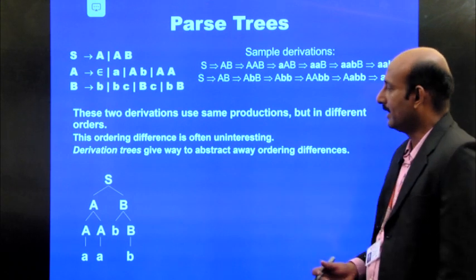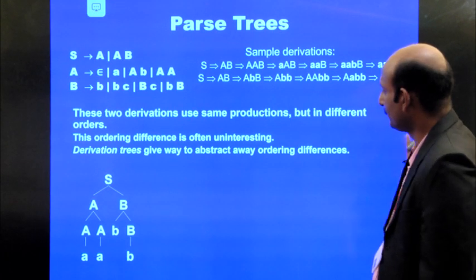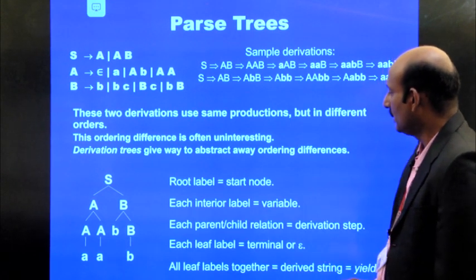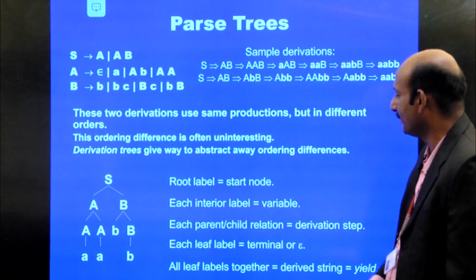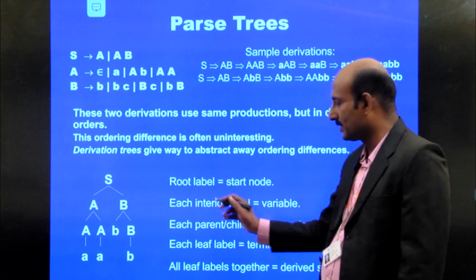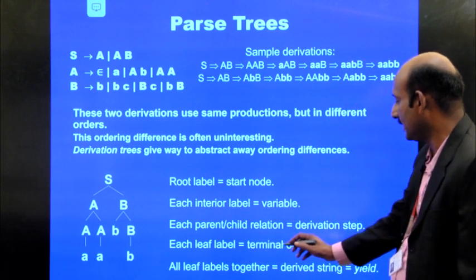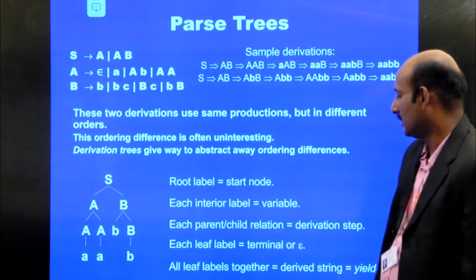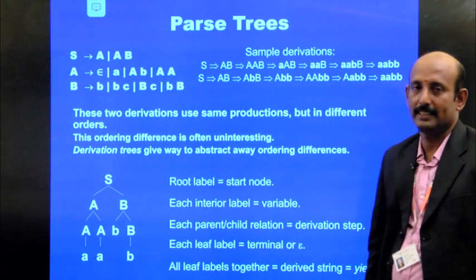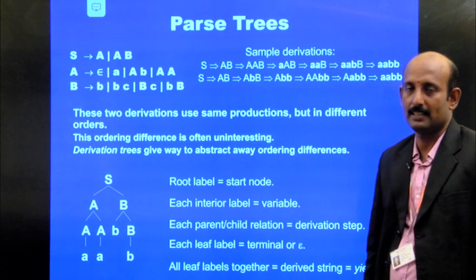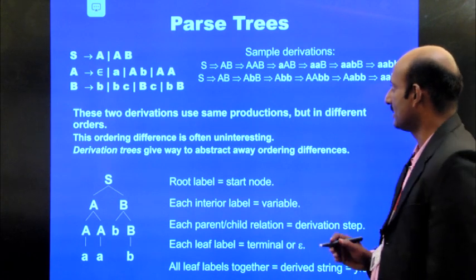So look at this. S tends to AB, where A tends to AA, B, B likewise. The root label is the starting node. Each interior label is a variable and each parent-child is a relation. Each leaf label is a terminal or epsilon. All leaf labels together form the derived string, that is the yield string. The yield string that contains only terminal symbols is a parse tree.